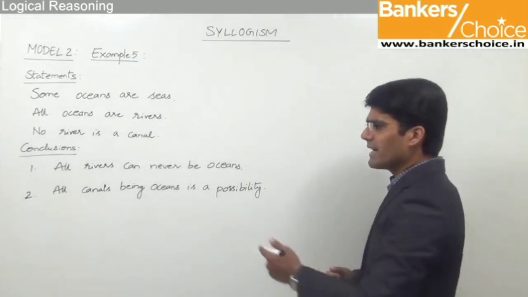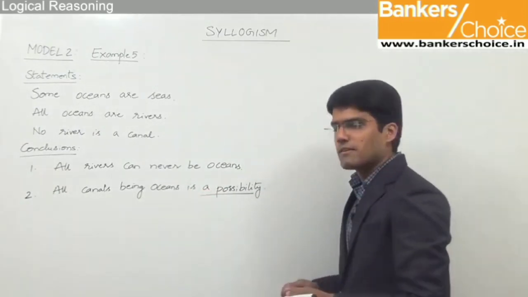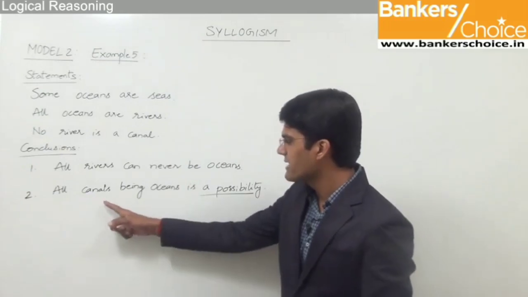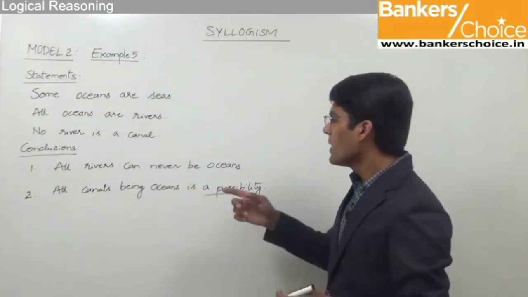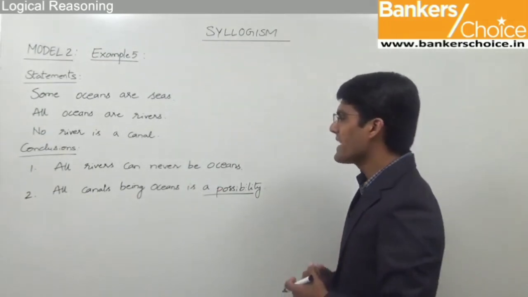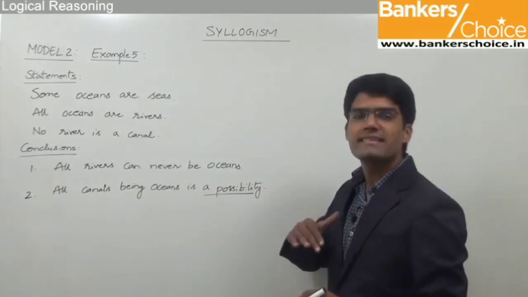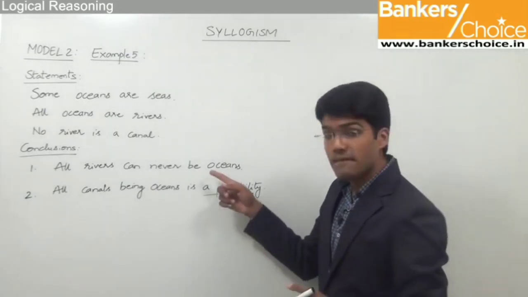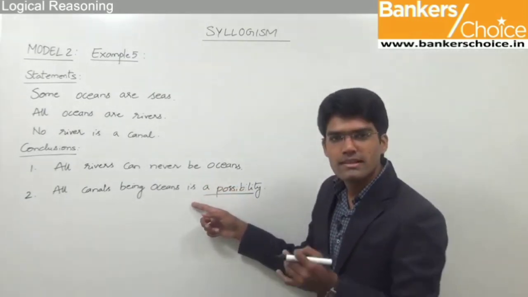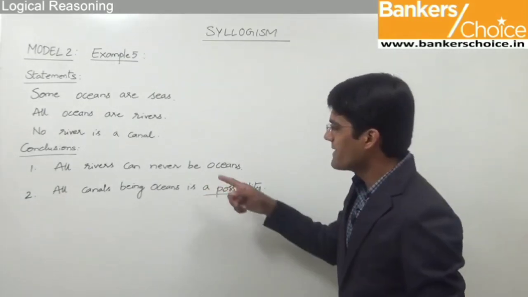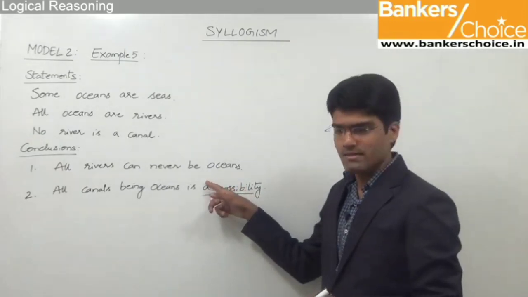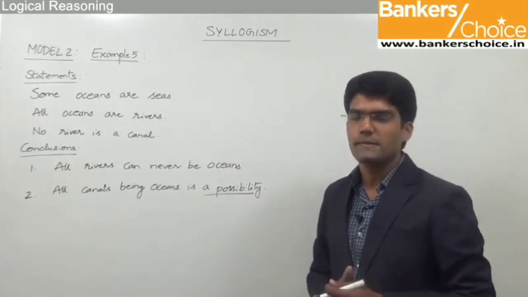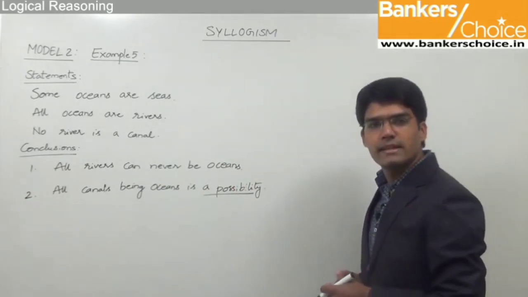Now, as we can see here, the conclusion number 2 definitely is a possibility. Why? Because the word possibility has been given here. So we just need to check whether all canals can be oceans or not. And when we look at conclusion number 1, that is all rivers can never be oceans, this is like a statement which simply says all rivers can never be oceans. So this is a definite conclusion, and the second conclusion is in terms of a possibility. So for the first conclusion, we need to check all possible diagrams, and for the second one, if we can draw one diagram which proves this, we are through with this example. Let us first try to go with the basic diagram for the given statements.